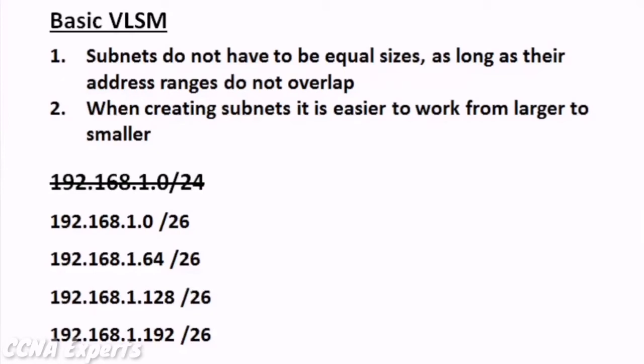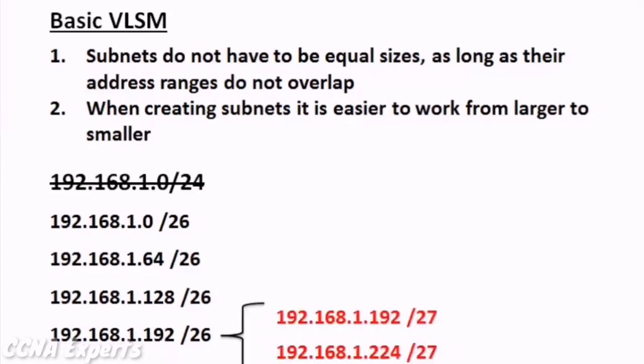For instance, I could take this 192.168.1.192 subnet. The address range for this subnet goes from 192 all the way up to 255. What I can do is I can say, instead of having this subnet /26, what if I take that address space and divide it into 2 smaller subnets of size /27 each?